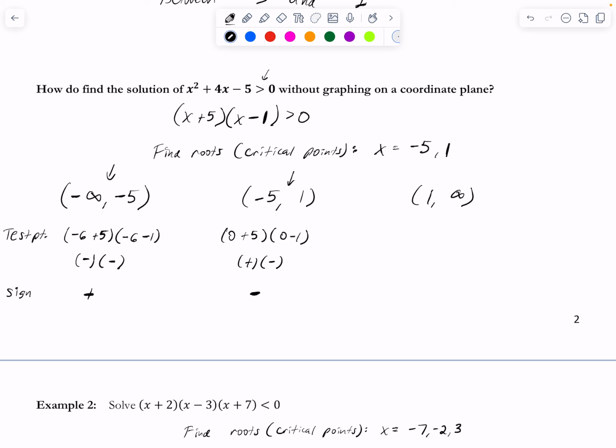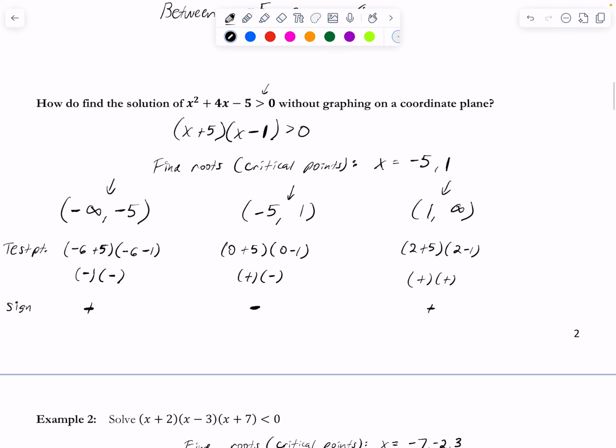This last interval is 1 to infinity. So I'm going to choose +2, which is going to be 2 plus 5 times 2 minus 1. That's a positive and a positive, which is a positive. So we're looking to see where my values are going to be greater than 0, which is another way of saying positive. I'm going to highlight where that's true. That's true in the first interval and in the last one.